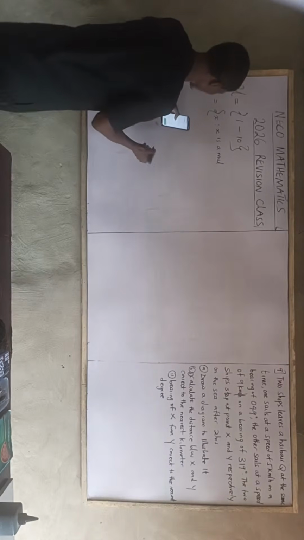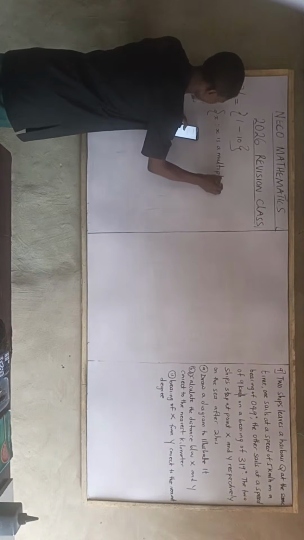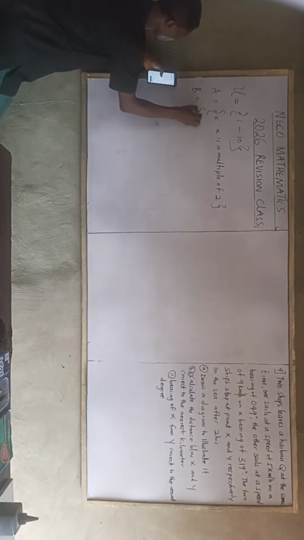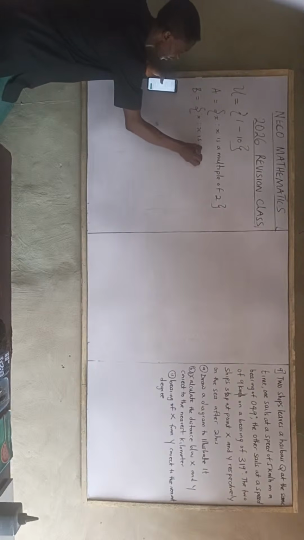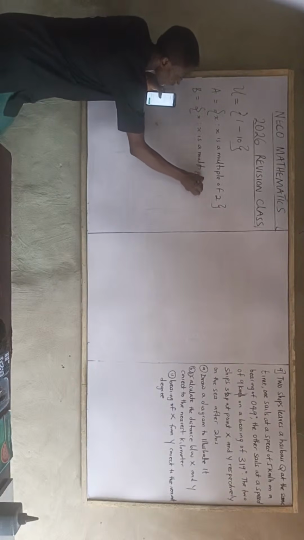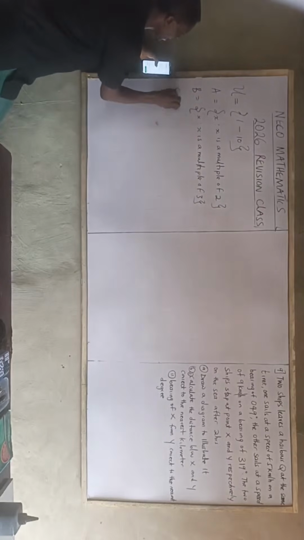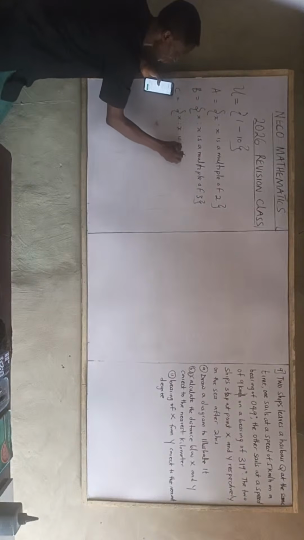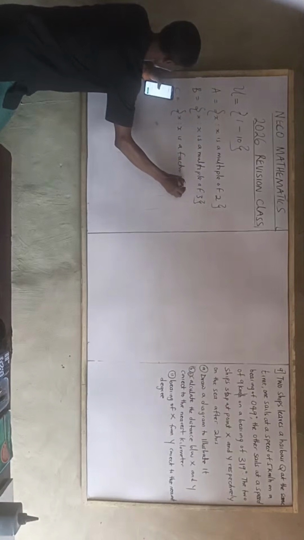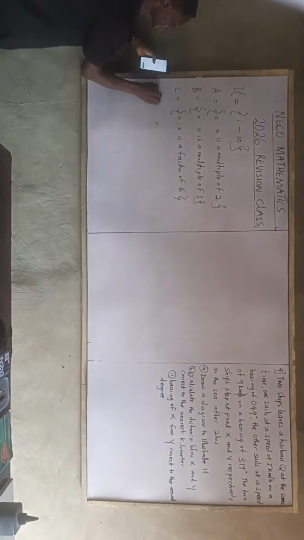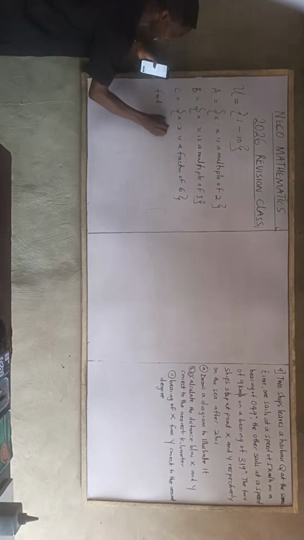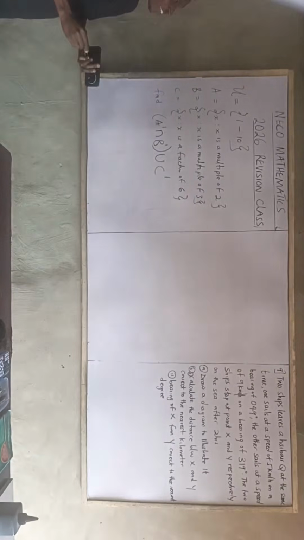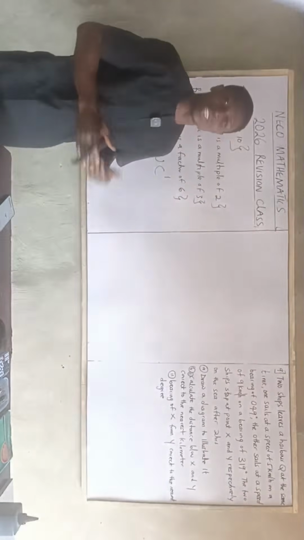So x is a multiple of 2, and B, another subset, we're given that x is a multiple of 3, and C, we've got another subset, and x is a factor of 6. Then we're asked to find A complement intersection B complement or union C complement. We solve it right away, then we'll proceed to the next question.